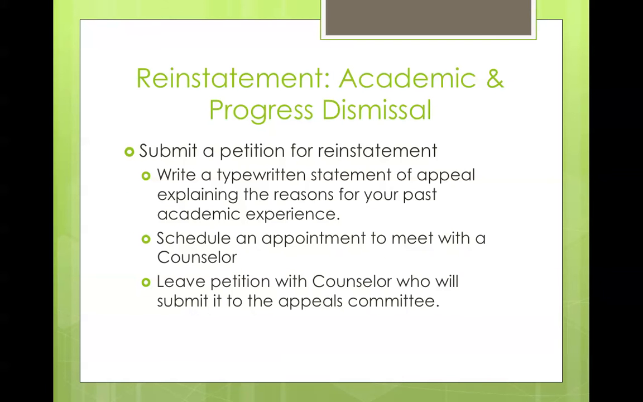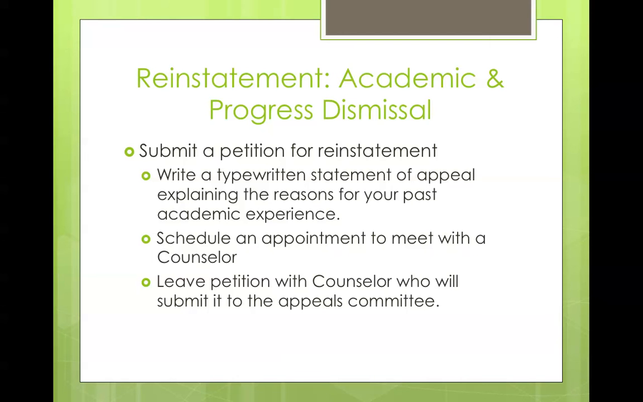There's a reinstatement process for students who are on academic dismissal or progress dismissal. Academic dismissal means their overall GPA was below 2.0 for 3 consecutive semesters. And progress dismissal means their overall attempted units completion rate was below 50%, meaning that you have W, incomplete, no pass, or no credit grades.